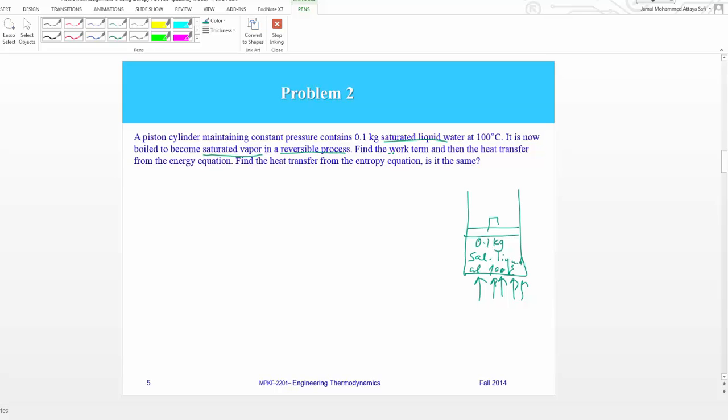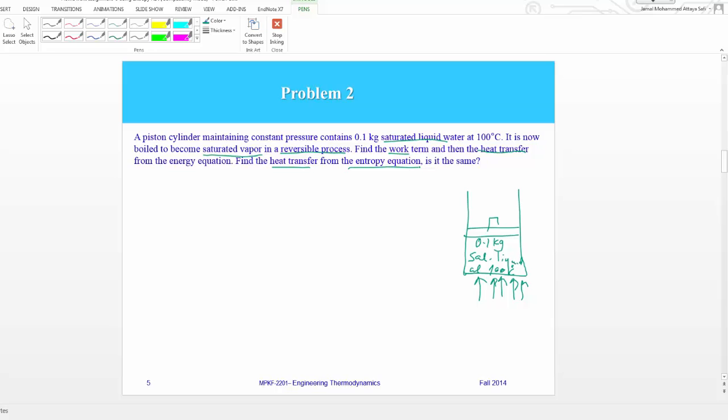And then it asks you to find the work and find the heat transfer from the energy equation, and also to find the heat transfer from the entropy equation, because now we can find Q using the entropy. That is the input from chapter 7, which is using the entropy analysis. You're going to see it's going to make it a little bit easier.